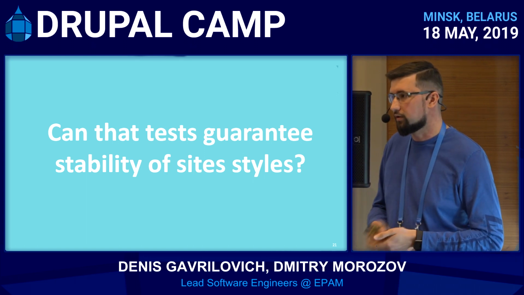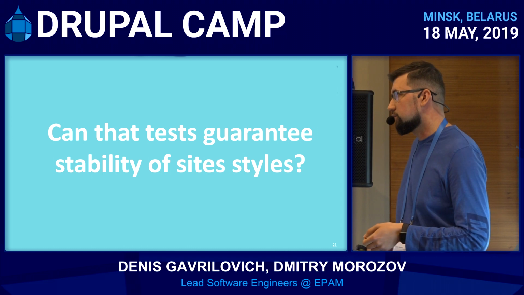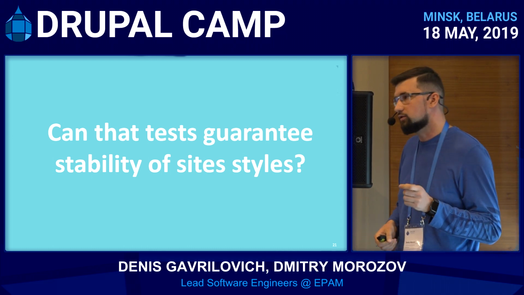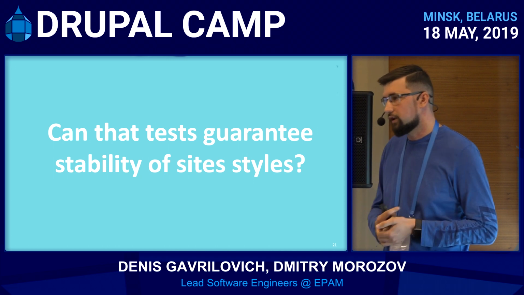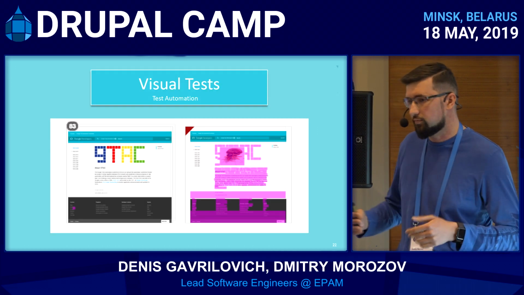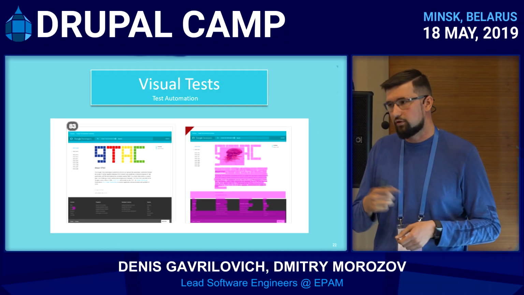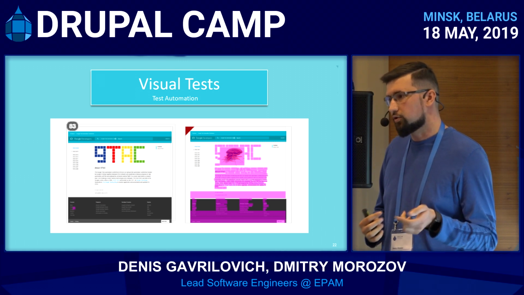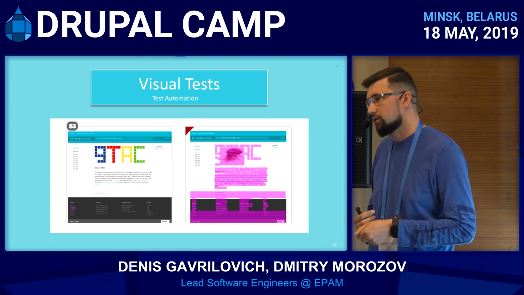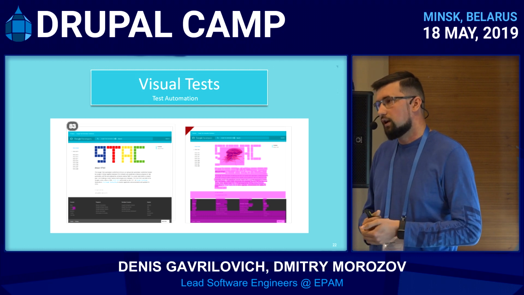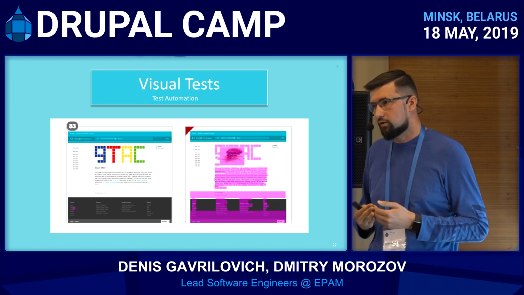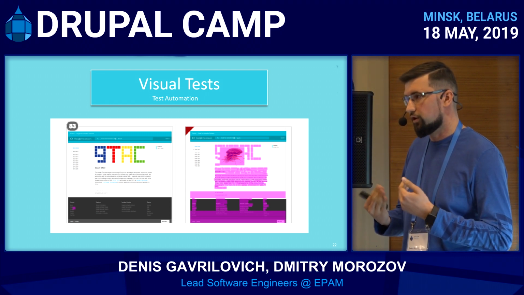So how can we check it? As an additional layer of tests, we have visual tests. What can they do? Before deployment, they can go to each site and prepare snapshots, and after deployment, create new snapshots with a configured threshold and generate a diff report only for changes.